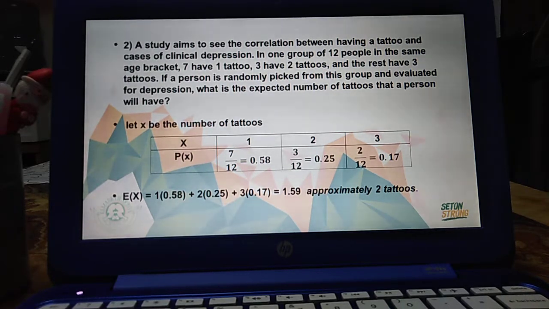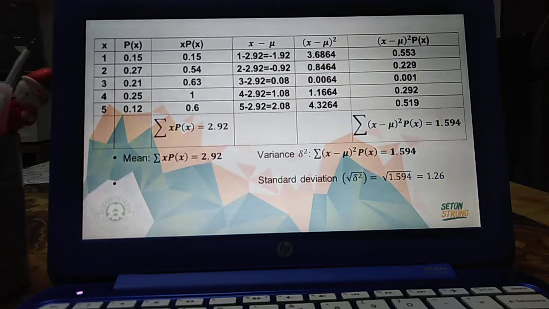To get the expected value again, we multiply the random variable with its probability and then add everything. This will give me 1.59, which is approximately 2 tattoos. Number 3, we're given the random variable, which is 1, 2, 3, 4, and 5. And you were given the respective probabilities as 0.15, 0.27, 0.21, 0.25, and 0.12.